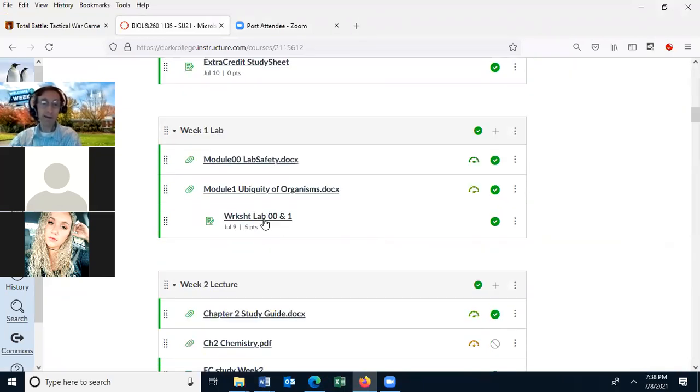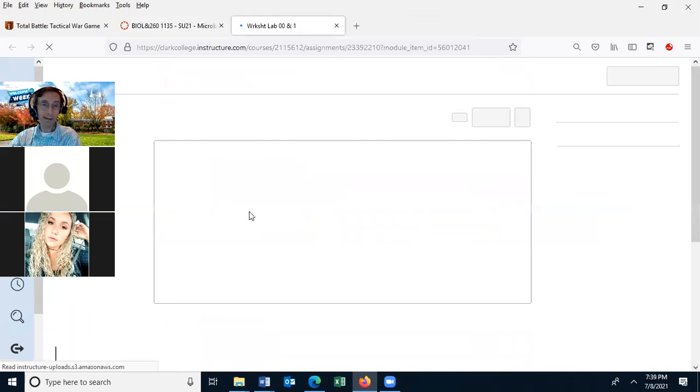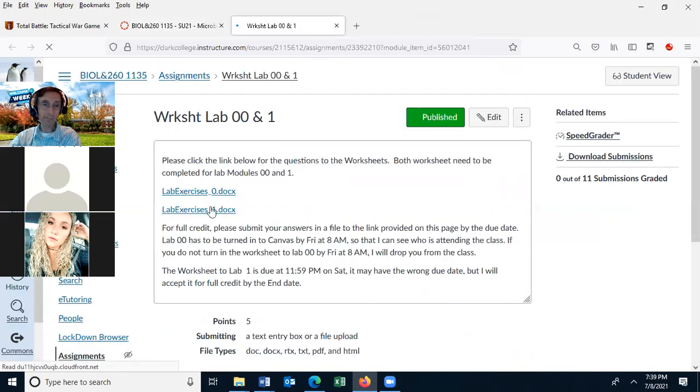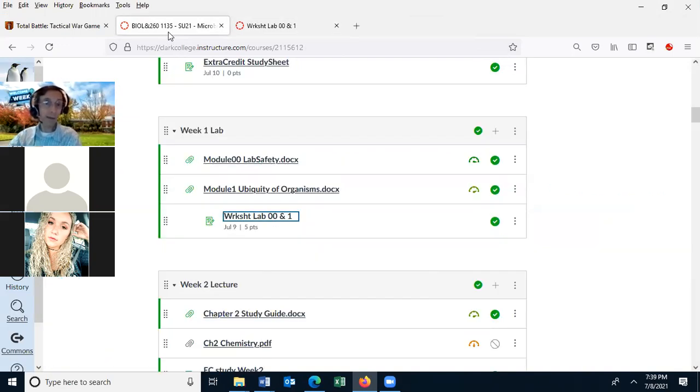So click on this link here, and then you should be able to upload worksheet 1, and you should be able to find worksheet 1 in here. I believe it's the second link there. There's the worksheet 1. And then just upload it. Instead of a speed grader, you'll have a link for uploading the file. Do that by 11:59 p.m. Saturday, because that's when it's due.